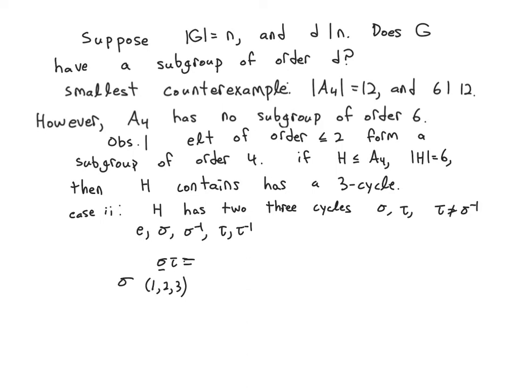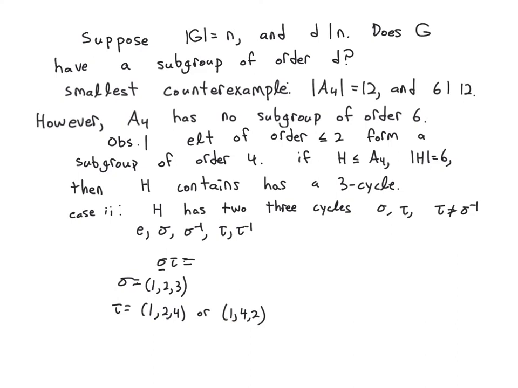We'll let that be sigma. And what happens to tau? Well, note that tau has to have at least 2 elements in common with sigma. Up to how I choose to label my symbols, I can assume that it's 1 and 2. So either it's going to be 1, 2, 4, or it's going to be 1, 4, 2. So of course I can't force the 2 and the 1 to be consecutive.